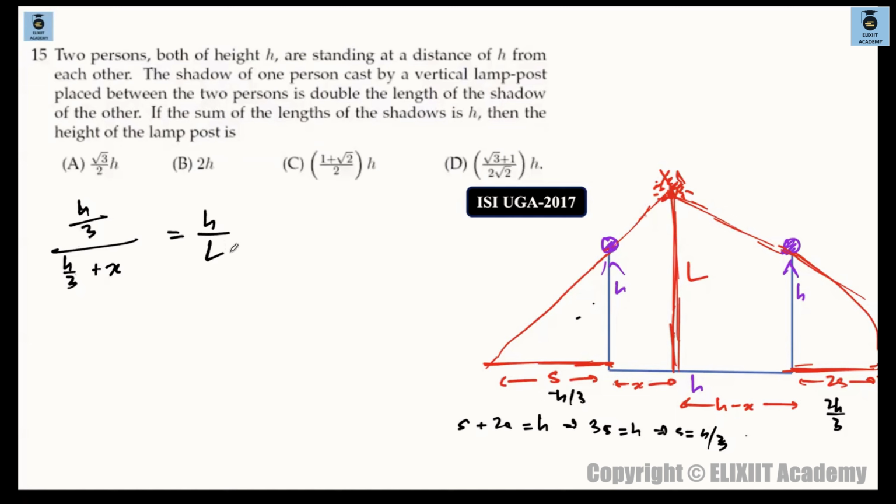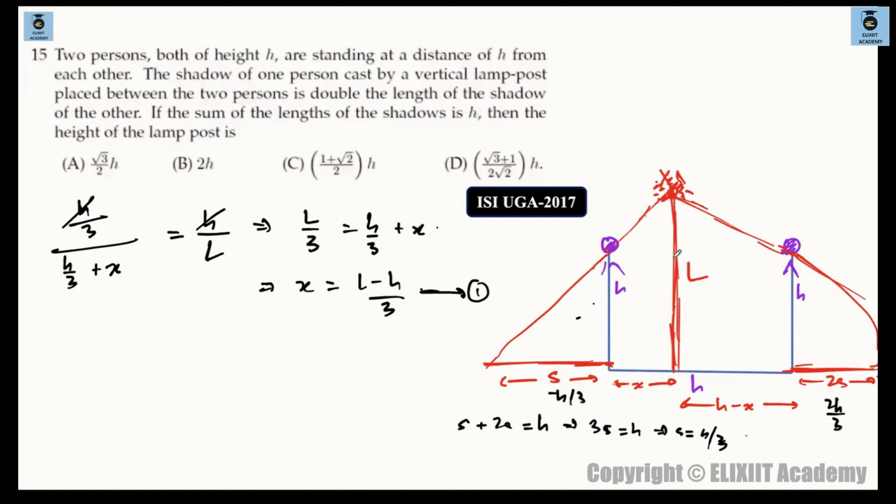So from here we can find one relation. Here h and h cancel out, so we are left with l by 3. L by 3 is equal to h by 3 plus x. So from here we can solve for x. X is basically l minus h upon 3. So this is one relation we are obtaining.